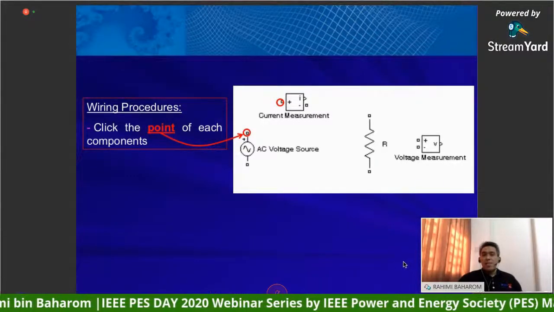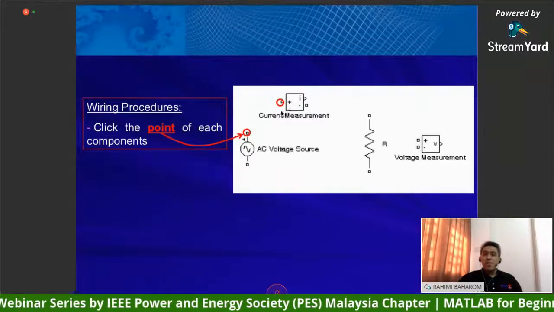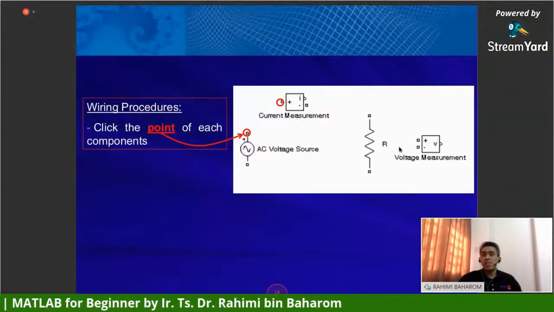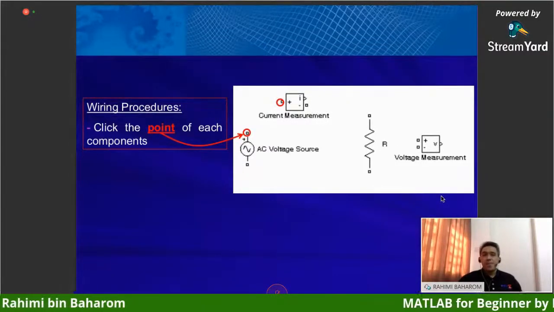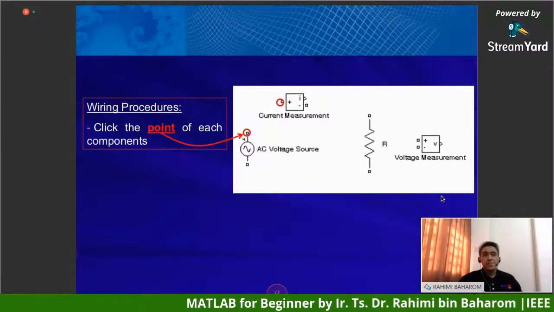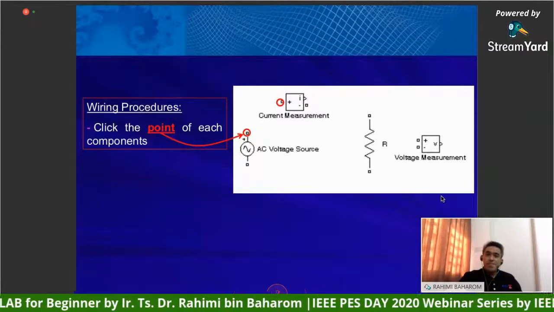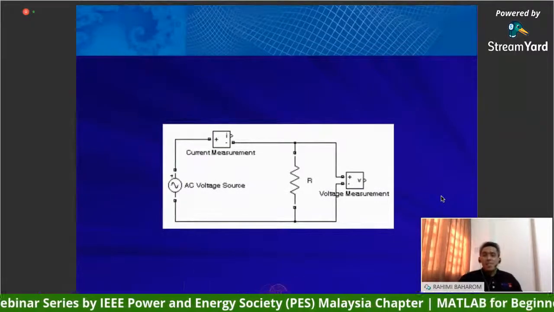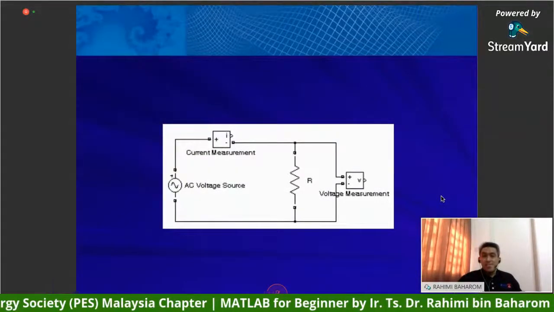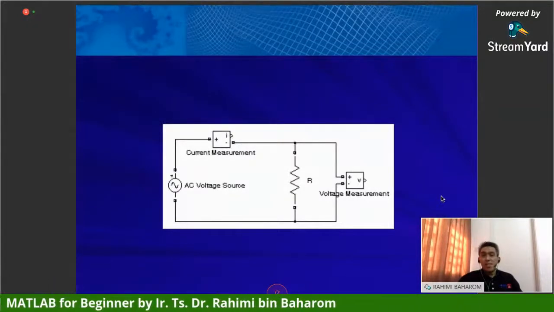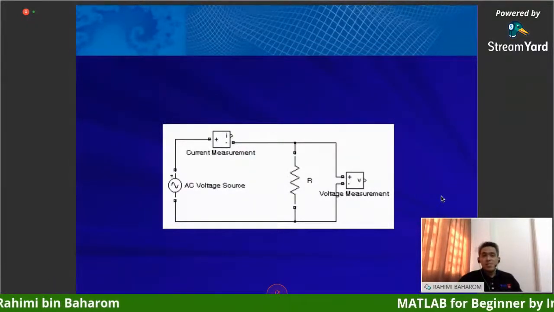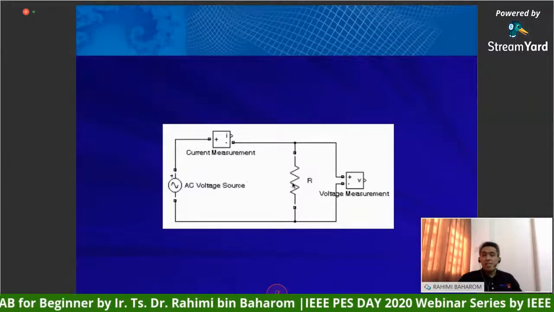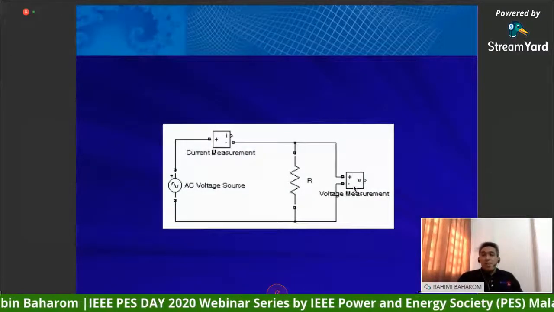Please take note: if you want to measure current, you have to arrange the current measurement in series connection. And if you want to measure voltage, you have to arrange the voltage measurement in parallel connection. Clear? Right, so this is the circuit connection after we perform wiring to all components. We have the AC voltage source, current measurement, resistor, and voltage measurement.